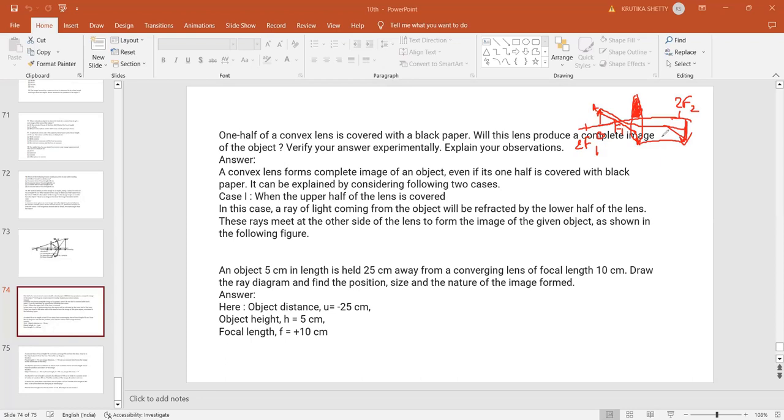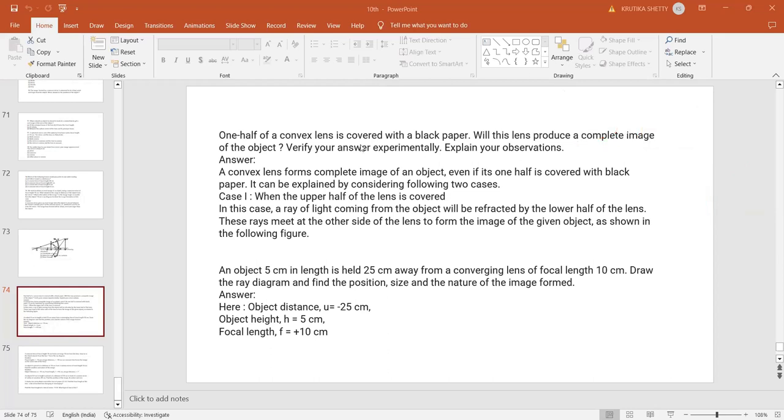So this is when we shade the upper part of the lens. Similarly, in case 2, I will consider the lower part is black, covered with black paper. The object is placed between 2F1 and F1. So somewhere here the image is formed, that is A dash B dash. AB is the object. So here, even if we shade half the part, there is no effect. The image can be seen clearly.